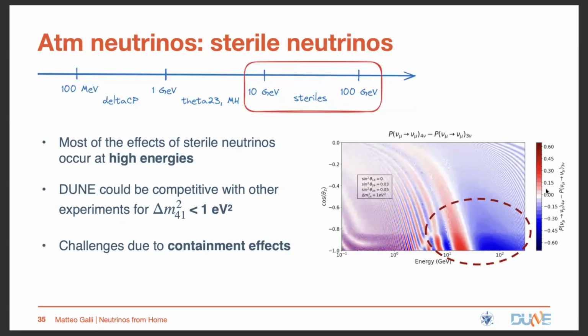At high energies, we can see the effect caused by sterile neutrinos. DUNE can observe the mass parameter delta m squared 41 below 1 eV squared. And the challenge lies in the non-containment of very energetic events.